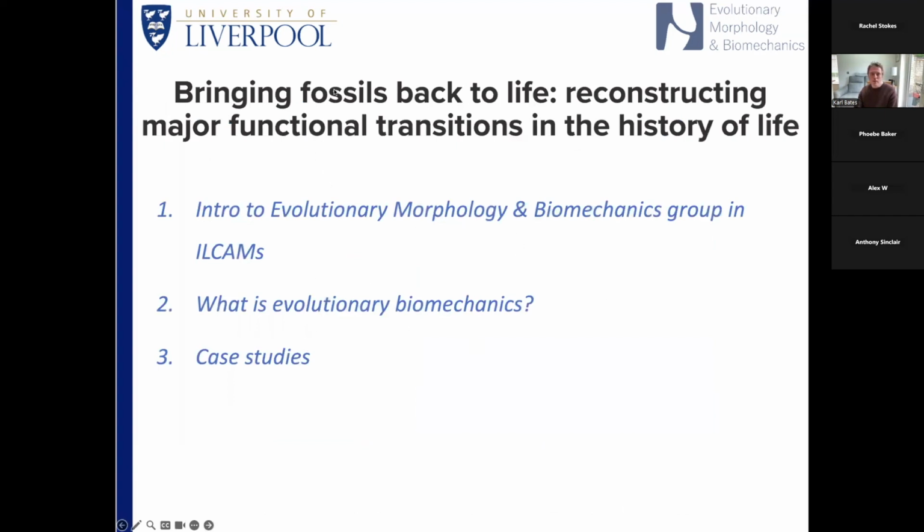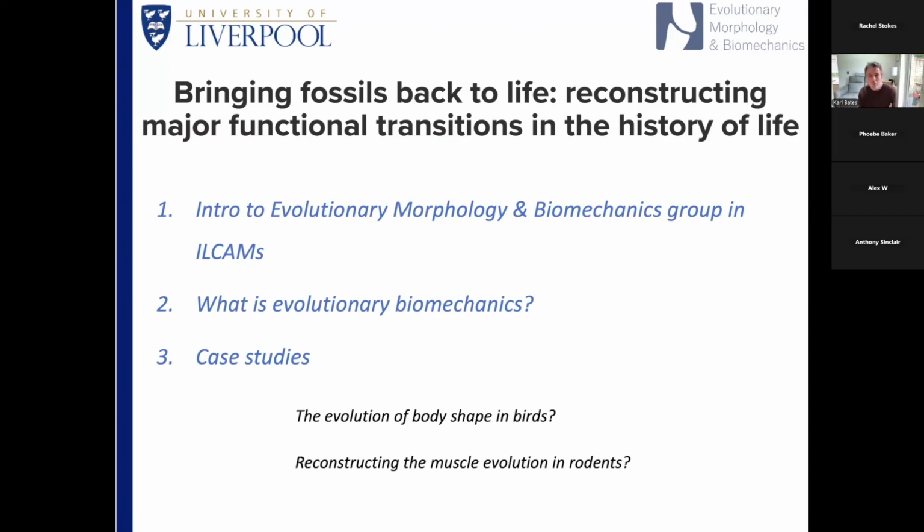And then, coming back to the title of the talk and understanding functional transitions in the history of life and how we reconstruct how fossil animals lived, I'm going to go through three case studies. I'm going to look at the evolution of body shape in birds and what that tells us about the evolution of locomotion in birds. I'm going to talk about reconstructing muscle evolution in the jaws of rodents and the methods that we use to reconstruct muscles that are not fossilized in extinct animals. And then perhaps most relevant to the audience today, I'm going to talk about running performance in Australopithecus afarensis and some recent work we've been doing on that.